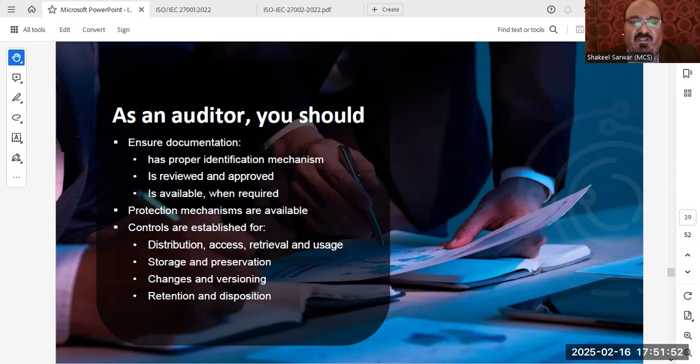Retention and disposition. Retention policies define how long documents should be kept, often based on legal, regulatory, or business needs. Disposition refers to securely disposing of documents when they are no longer needed, ensuring sensitive information isn't improperly disclosed. Now, this can be a part of a regulatory requirement. This can be a part of an NDA requirement, the disposition of the documentation or proper storage of the documentation. It could be because of any requirement.